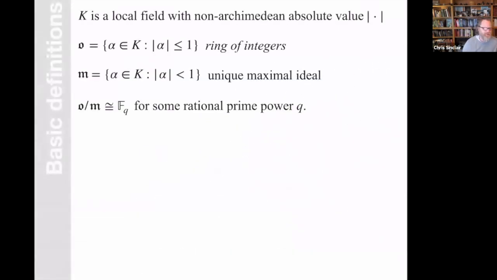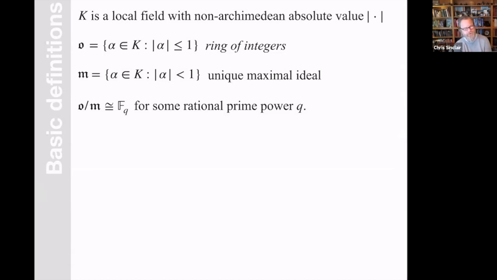All right, my notation is going to be slightly different from the notation that Joe used. But K is going to be a local field with a non-Archimedean absolute value. If you want, you can think of this as being Q_p with the regular p-adic absolute value the entire time. The set of things with absolute value less than or equal to 1 is the ring of integers. I use O for that because number theory. You can think of that as being Z_p, the p-adic integers, or just the closed unit ball in Q_p.